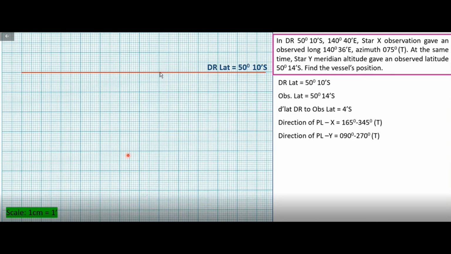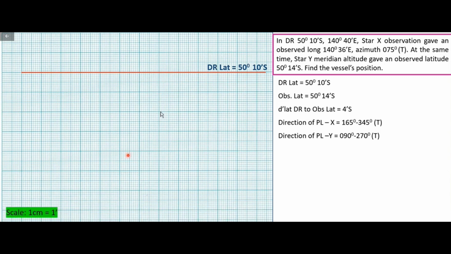It can be plotted anywhere. So we have picked up this particular line and considered it as our DR latitude 50 degrees 10 minutes south. Now we have taken a scale also. 1 centimeter is equal to 1 mile. One box in this graph represents 1 centimeter, so easy to refer. It is equal to 1 nautical mile.